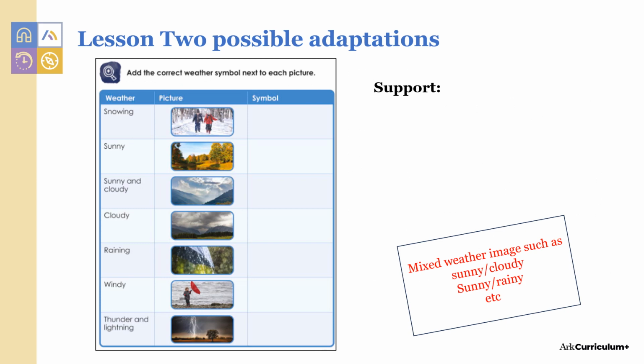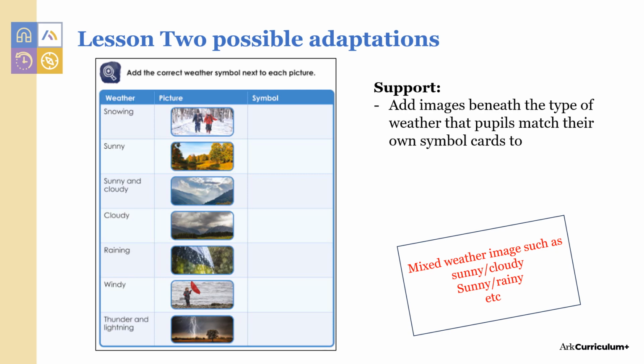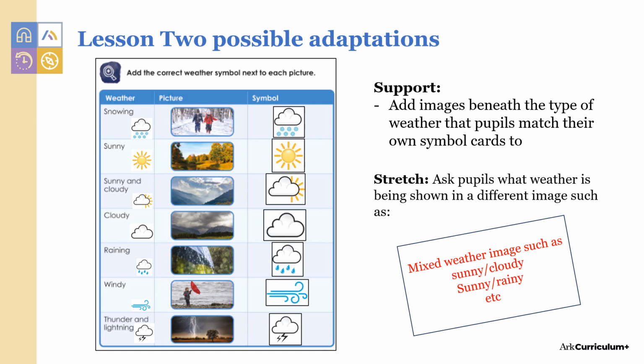For Lesson 2, pupils need to add the correct weather symbol to each picture. You can support pupils by adding images beneath the type of weather so pupils can match their own symbol cards to it. Stretch pupils by asking them what weather is being shown in a different image, such as this.